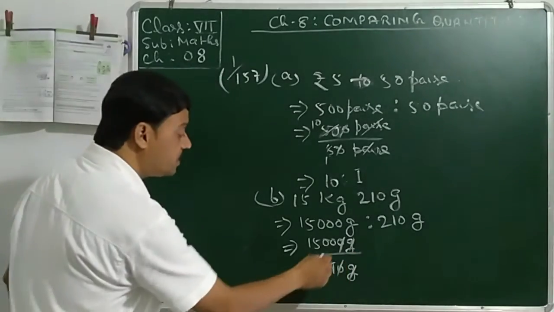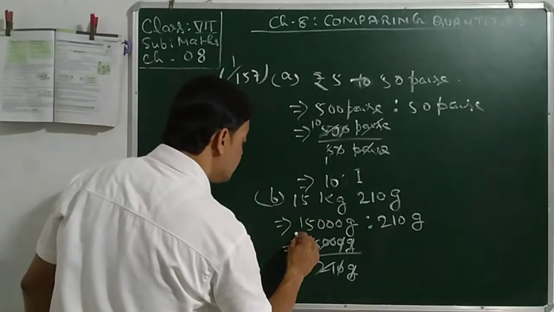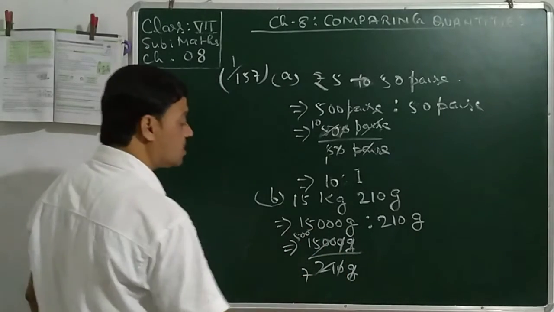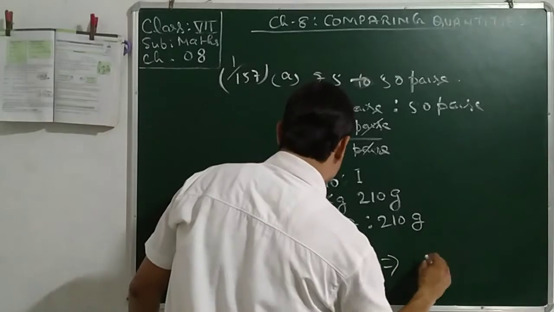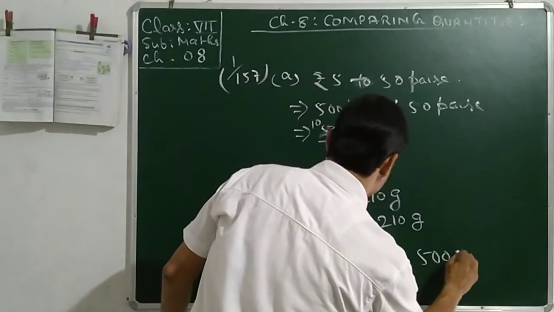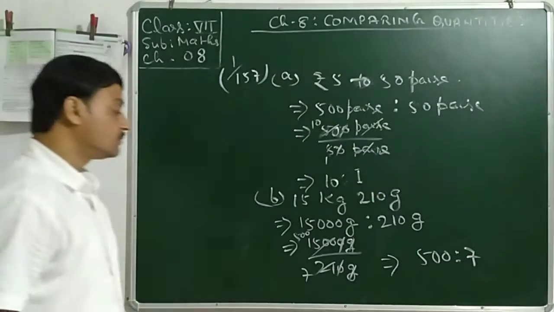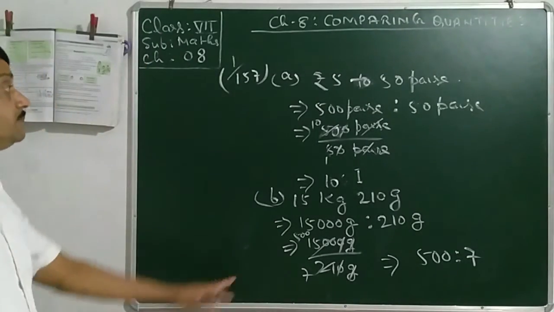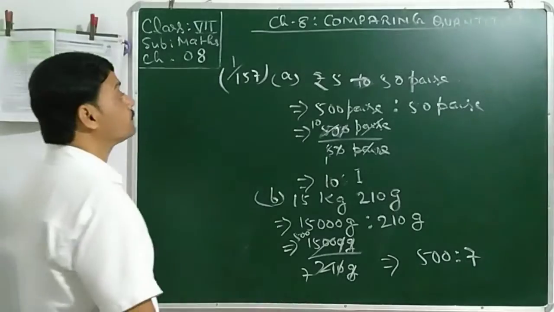Now it's divisible by 3. 3 500s are 1500 and 3 7s are 21. So we can write it 500 is to 7. Right at the bottom, as I left the space, I have written here. Come to the C number.